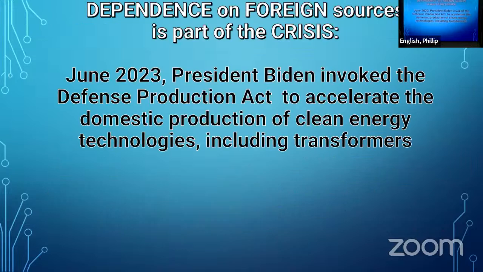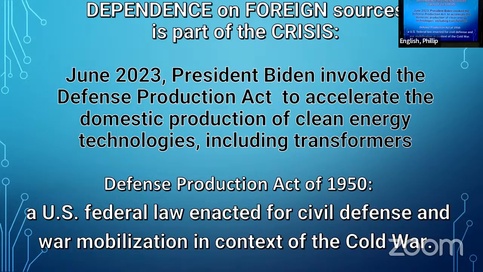Dependence on foreign sources is part of the crisis. June of 2023, President Biden invoked the Defense Production Act to accelerate the domestic production of clean energy technologies, including transformers. And that's a strong indication that the Biden administration is seeing this transformer shortage as a crisis. Here's the Defense Production Act of 1950. In sum, it was a U.S. federal law enacted for civil defense and war mobilization in context of the Cold War. So clearly the Biden administration sees this transformer shortage as a crisis.